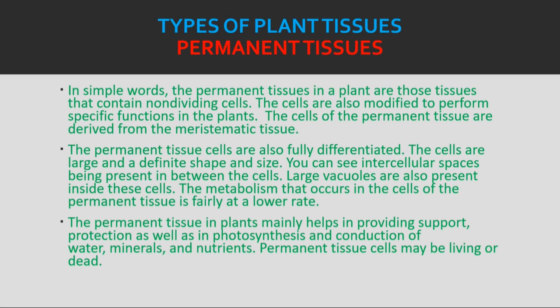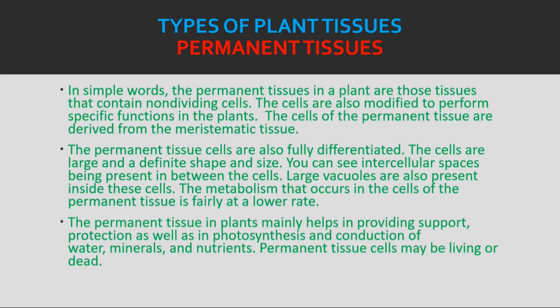Now the permanent tissue cells are fully differentiated, and the cells are large with a definite shape and size. So the cells are large in structure and have a definite shape and size. You can see intercellular spaces present between the cells.